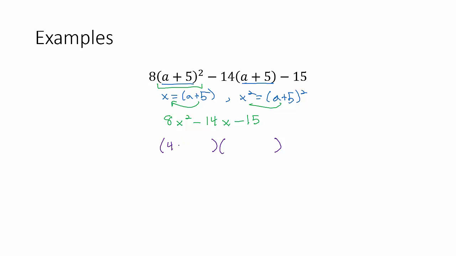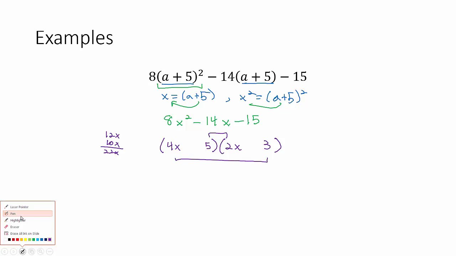8, that's probably 4x times 2x. Gonna have to do some guess and checks. We got a lot of possibilities here. 15 is probably 5 times 3. Let's see how we did on the outside. 4x times 3 is 12x. On the inside, 5 times 2 is 10x. That's 22x. That's not even close.